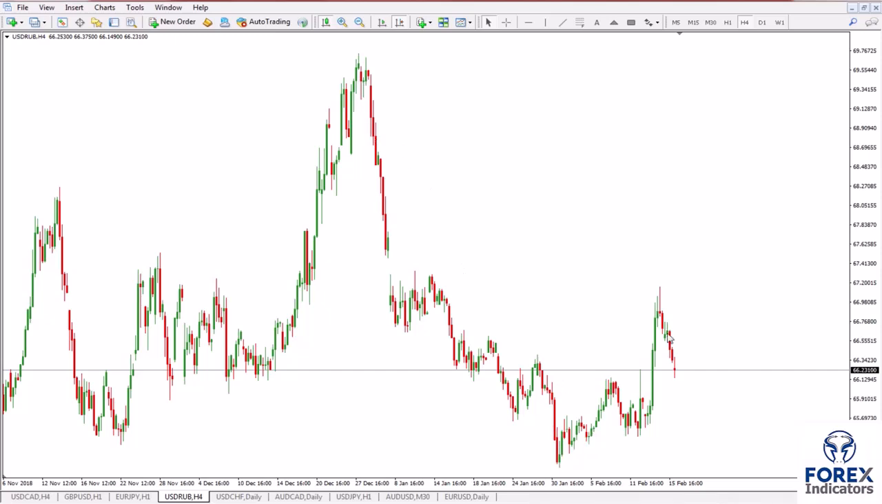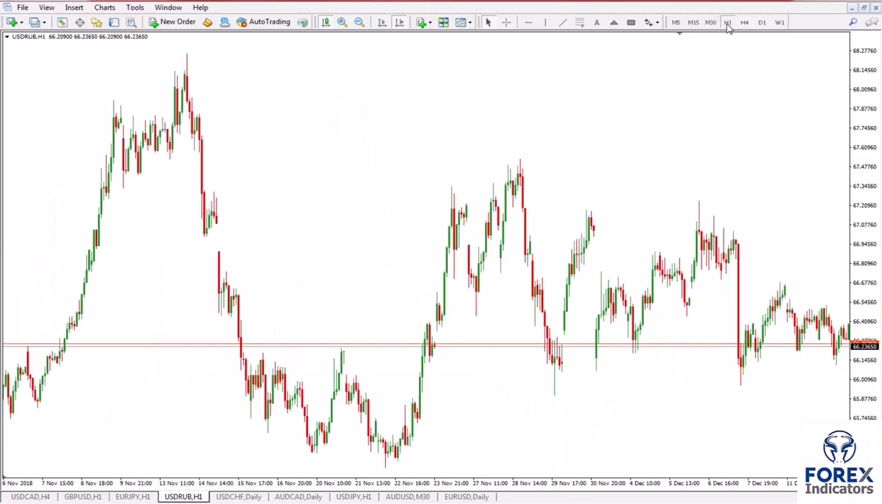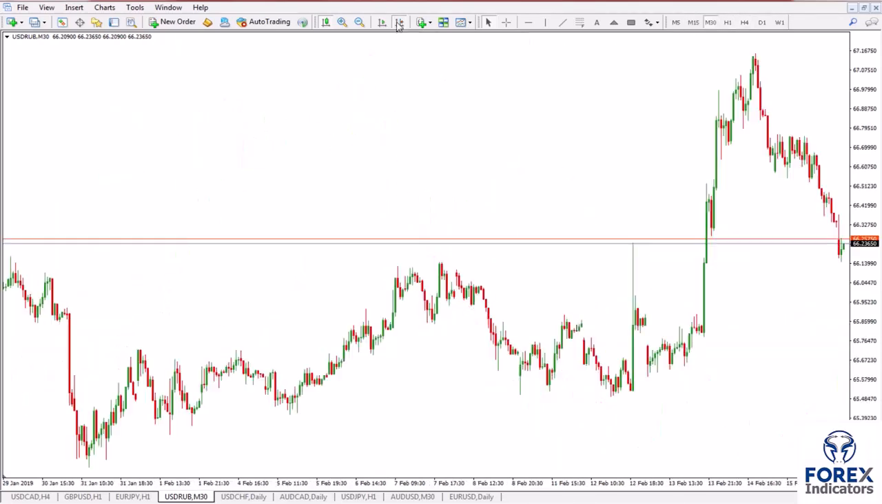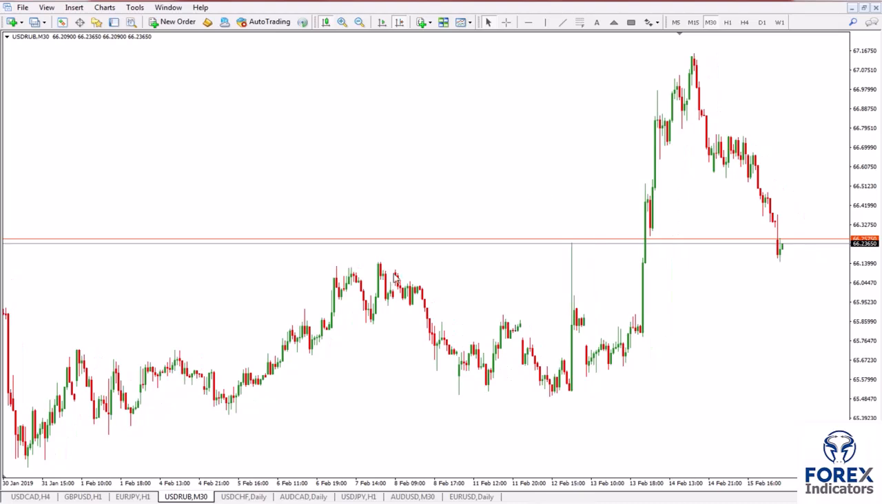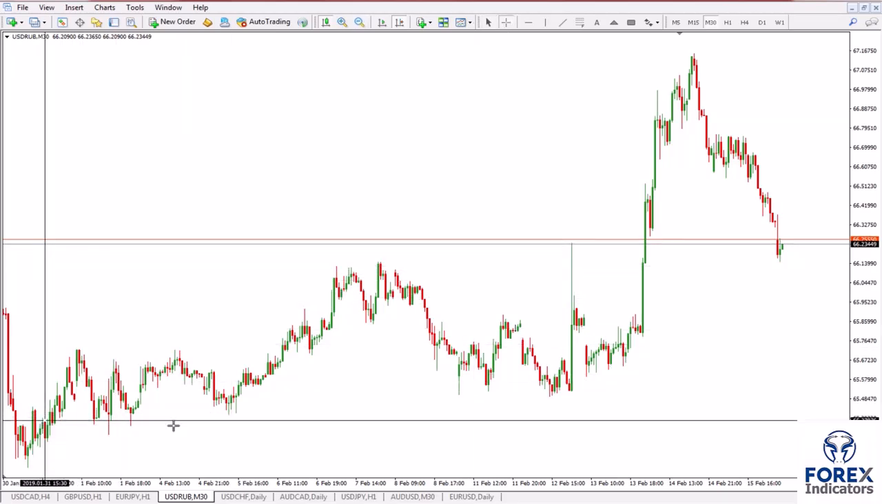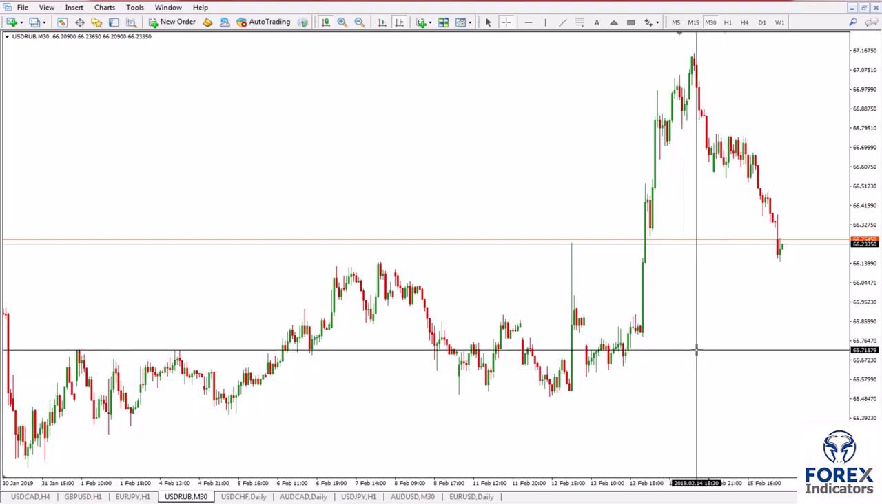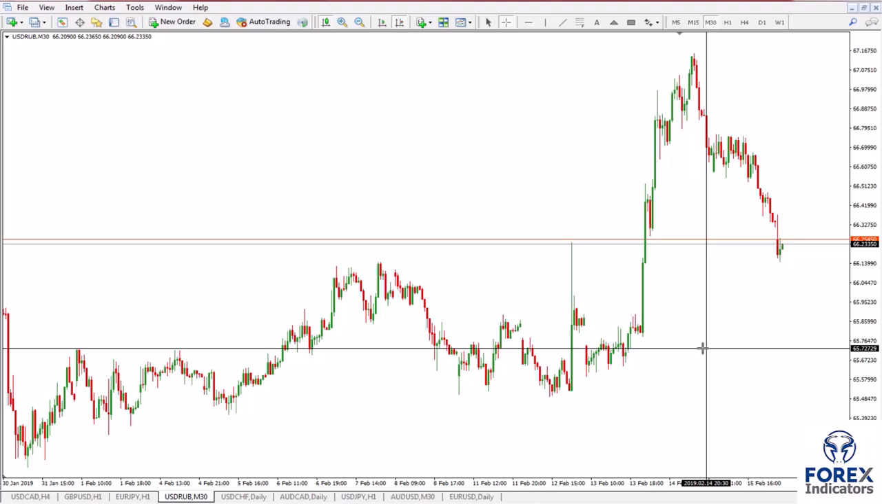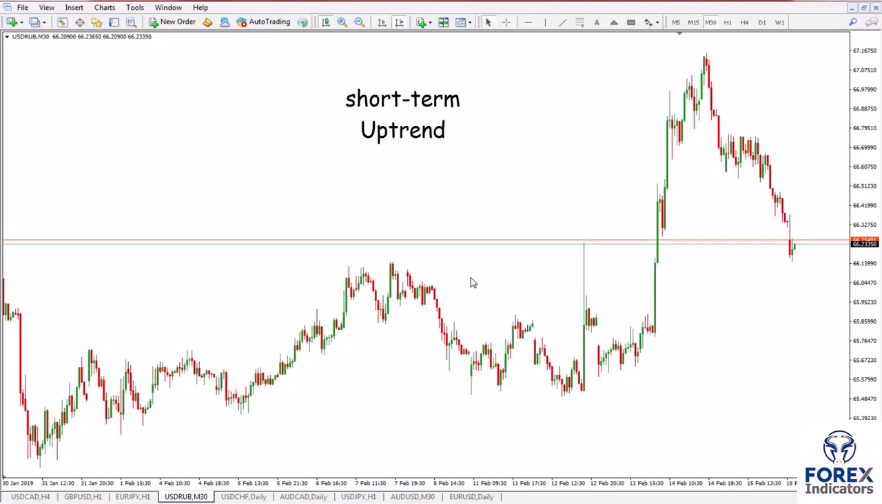Okay, this latest movement represents growth. Now I will switch to the H1 or M30 time frame. Okay, we can see a growing trend. Tops and bottoms are higher in relation to the previous ones. This trend lasted from January 31 to February 14th, which means about 2 weeks. So this latest movement represents a short-term uptrend.